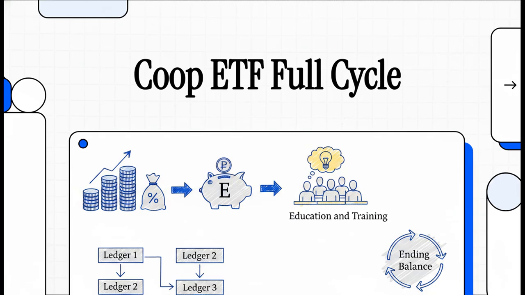Welcome to This Explainer. Today, we're going to completely demystify a financial engine that literally keeps cooperatives thriving, the Education and Training Fund, or ETF for short. We're going to track the life of this fund from the very first peso of surplus all the way to the final ending balance at the close of the accounting year. By the end of our time together, you'll see exactly how the numbers flow, logically and, honestly, quite beautifully from one ledger to the next.